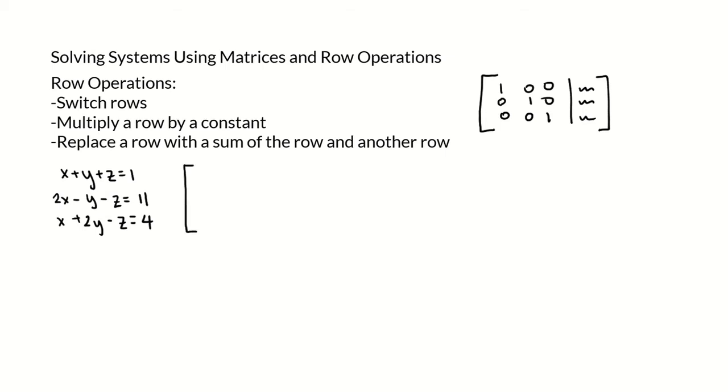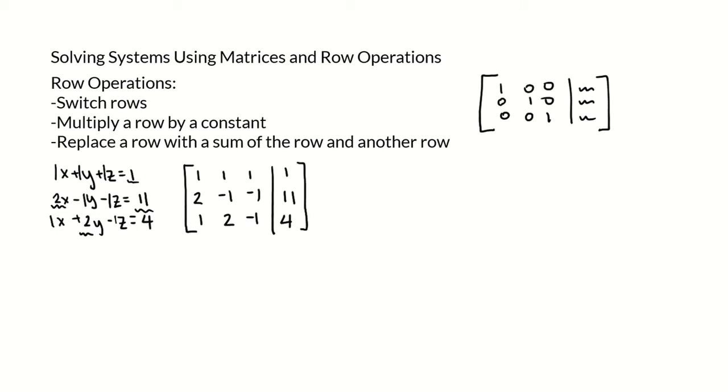Using this system, the first equation would be 1, 1, 1 on the left part, and then another 1 on the right, and then 2, negative 1, negative 1 for the second row, and then 11, and 1, 2, negative 1, and 4. So that is our matrix.